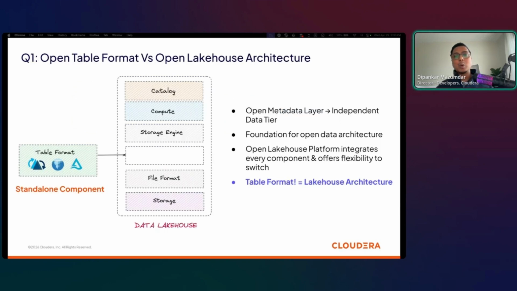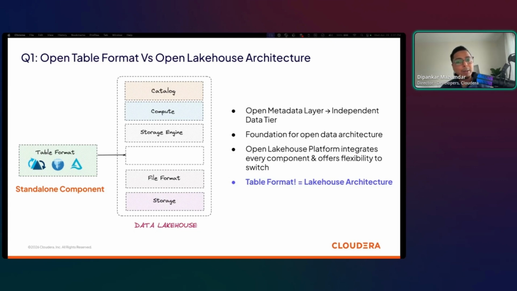Now, coming back to the core question, all right, which is what's the difference between an open table format and an open lakehouse architecture? Well, an open table format like Iceberg, Hudi, or Delta Lake isn't the whole picture. It acts as a metadata layer on top of the file format, right? It creates an open data tier that multiple engines can read and write to. But a lakehouse is actually much broader, right? It includes the table format, it includes the file format, the storage engine, and all of these things work together, right?